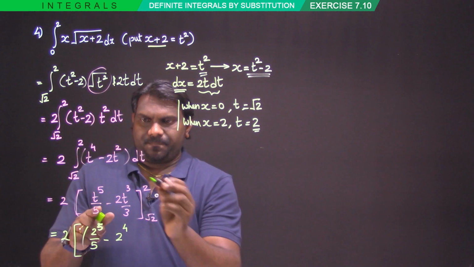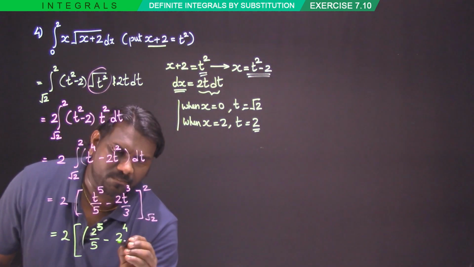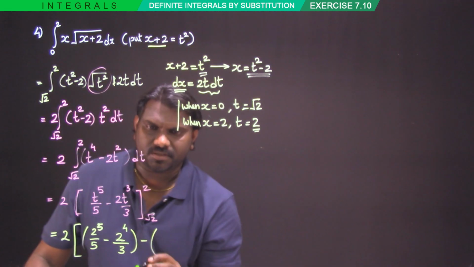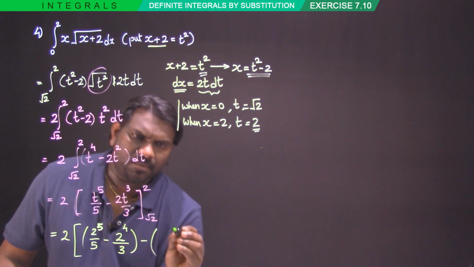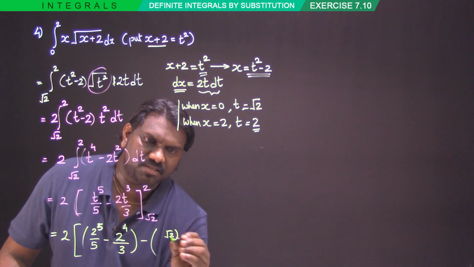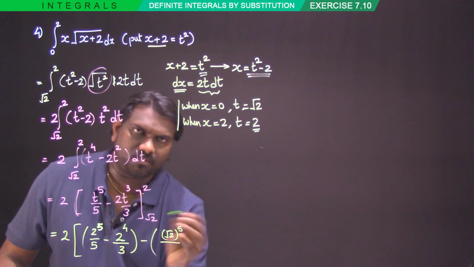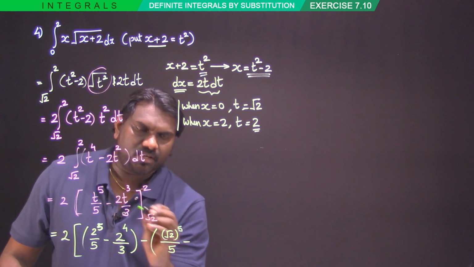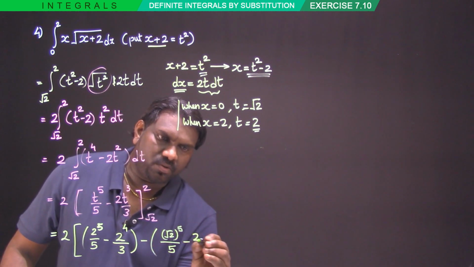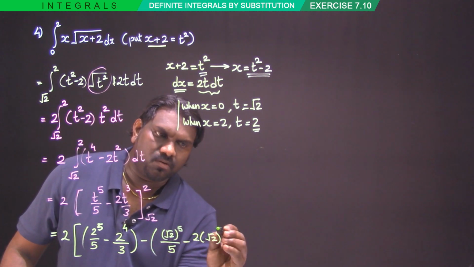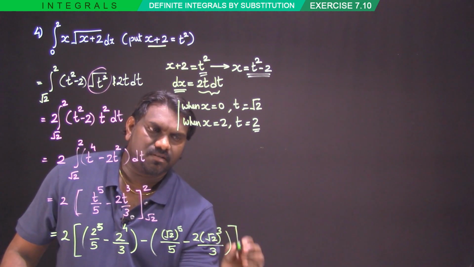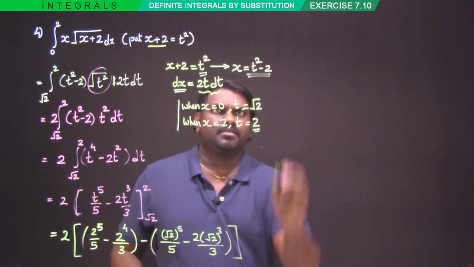Okay. This is going to be 5, and then by 3 minus your lower limit, which is root 2. But root 2, okay, I will just write it. In the next step, we will just expand, or whatever could be taken out, we will do that. 5 minus, this is going to be 2 into root 2 the whole cube by 3. That's it, right? Yes, we applied the limit.